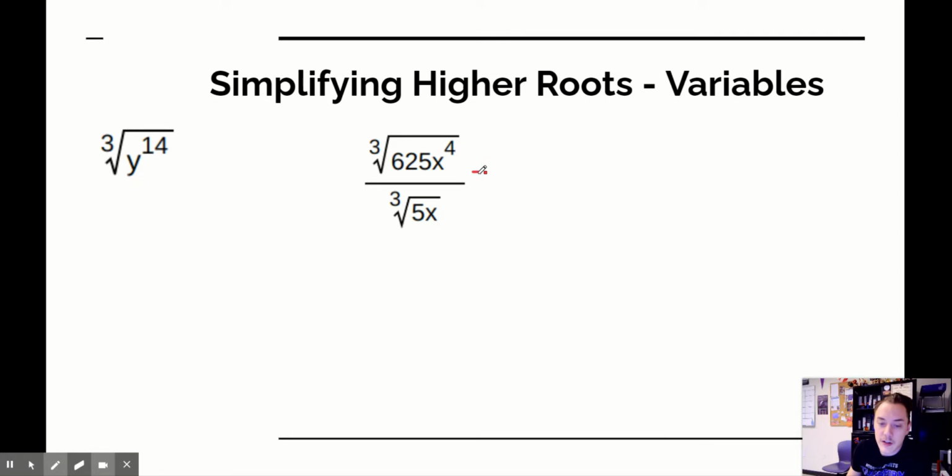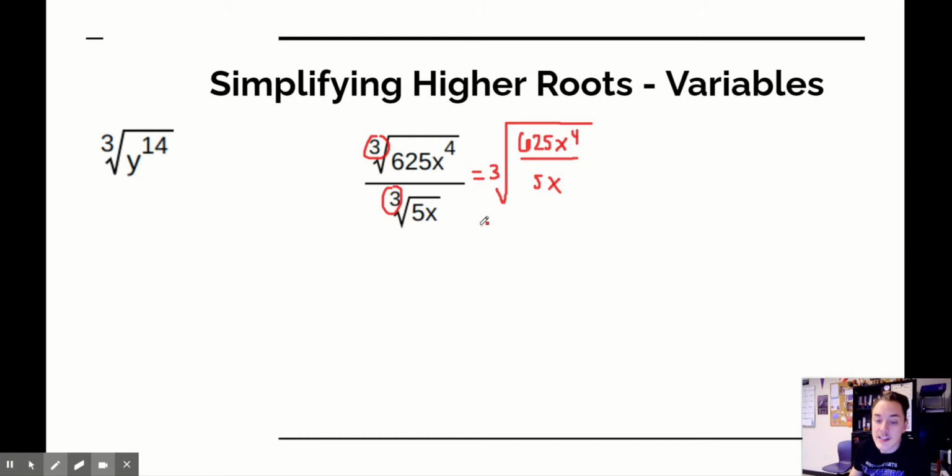Well, first of all, I'm going to use my radical properties. Notice how this is cubed and this is cubed, which means I can put it all underneath one cube root. So this is 625x to the 4th all over 5x. I can do that. Isn't that great?